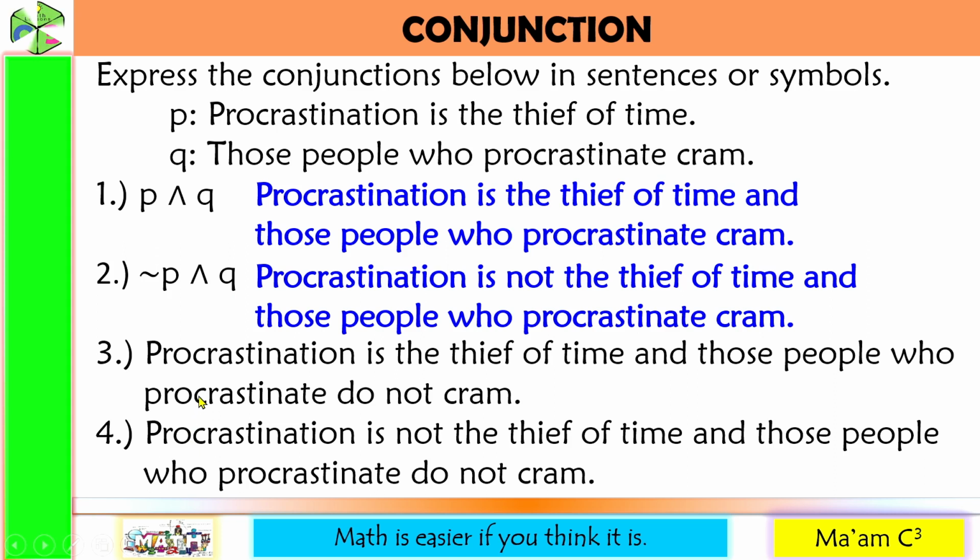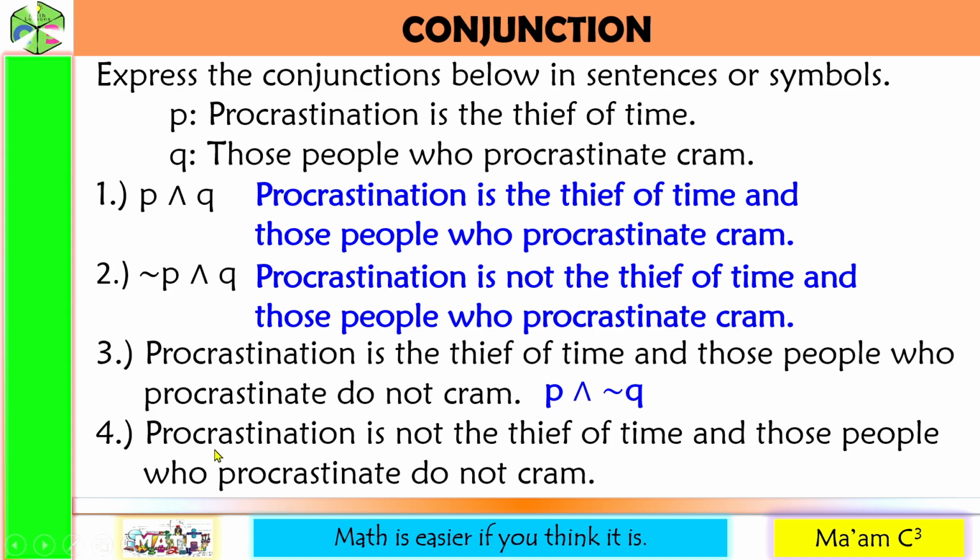This time we're going to translate this into logical expression. Procrastination is the thief of time. That is our proposition P. And, so we have here the symbol for and. Those people who procrastinate do not cram. So what we did here is we negate our proposition Q. So this will be not Q. So we have P and not Q.